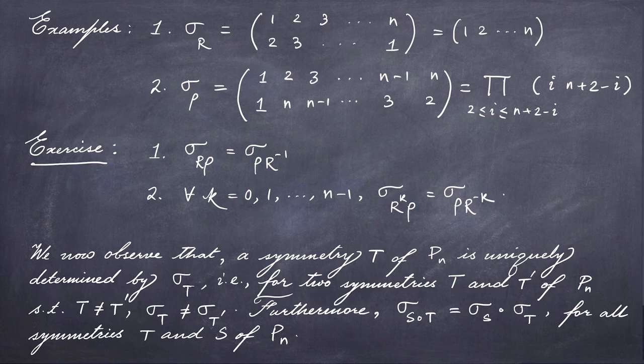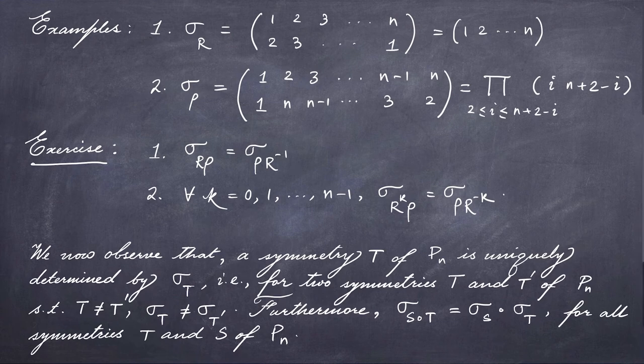Okay. Let us also observe that this symmetry T of Pn is uniquely determined by sigma T, the associated permutation that it induces on the vertices. What I mean by this is, if we take two different symmetries of Pn, then the permutations that they induce on the set 1 up to n, or geometrically on the vertices, will be different. So different symmetries give us different permutations. Therefore, we can uniquely determine a symmetry by the permutation it induces upon 1 up to n, or geometrically upon the vertices of the regular polygon Pn.